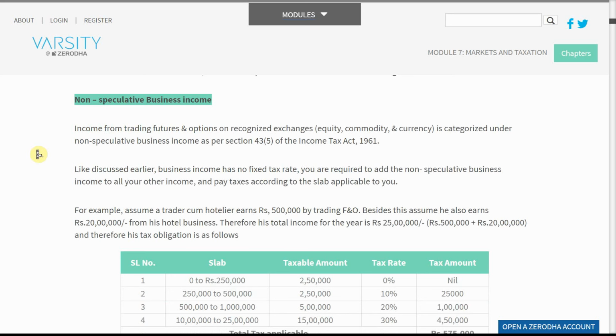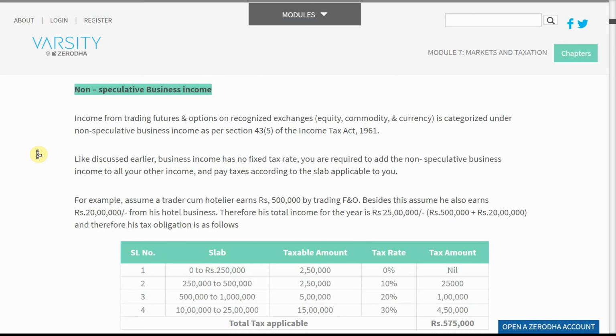Non-speculative business income. Income from trading futures and options on recognized exchanges, equity, commodity, and currency is categorized under non-speculative business income as per Section 43(5) of the Income Tax Act, 1961. Like discussed earlier, business income has no fixed tax rate. You are required to add the non-speculative business income to all your other income and pay taxes according to the slab applicable to you.